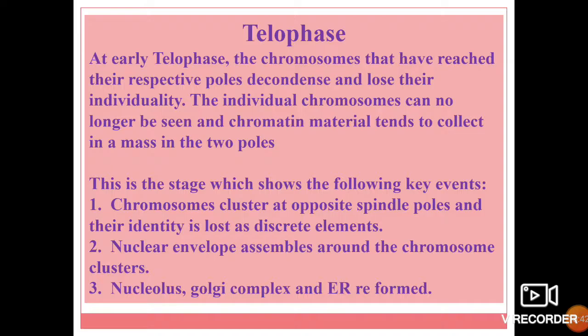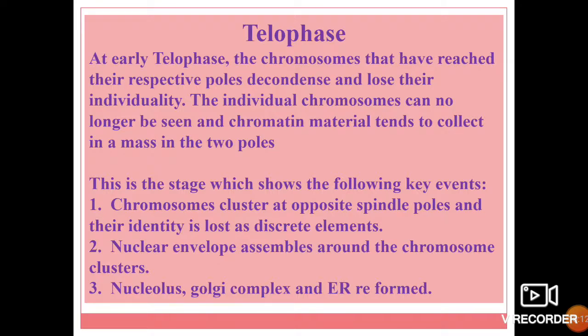So the chromosome clusters at the opposite spindle poles lose their identity as discrete elements. The nuclear envelope and all those components I told you about come back, and the nucleolus is also there, the Golgi body is also there. By that time, the spindle fibers disappear, and the two centrioles now act as centrosomes for the respective would-be cells. But remember, even now, the center of the cell is constricting.